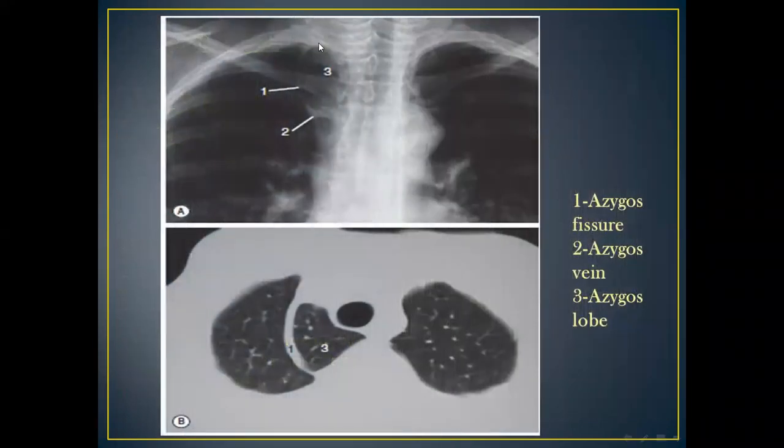On chest X-ray, this white line is the azygous fissure, and inferior to it is the azygous vein with its teardrop appearance, and this is the azygous lobe. On CT, this is the azygous fissure and the azygous lobe.